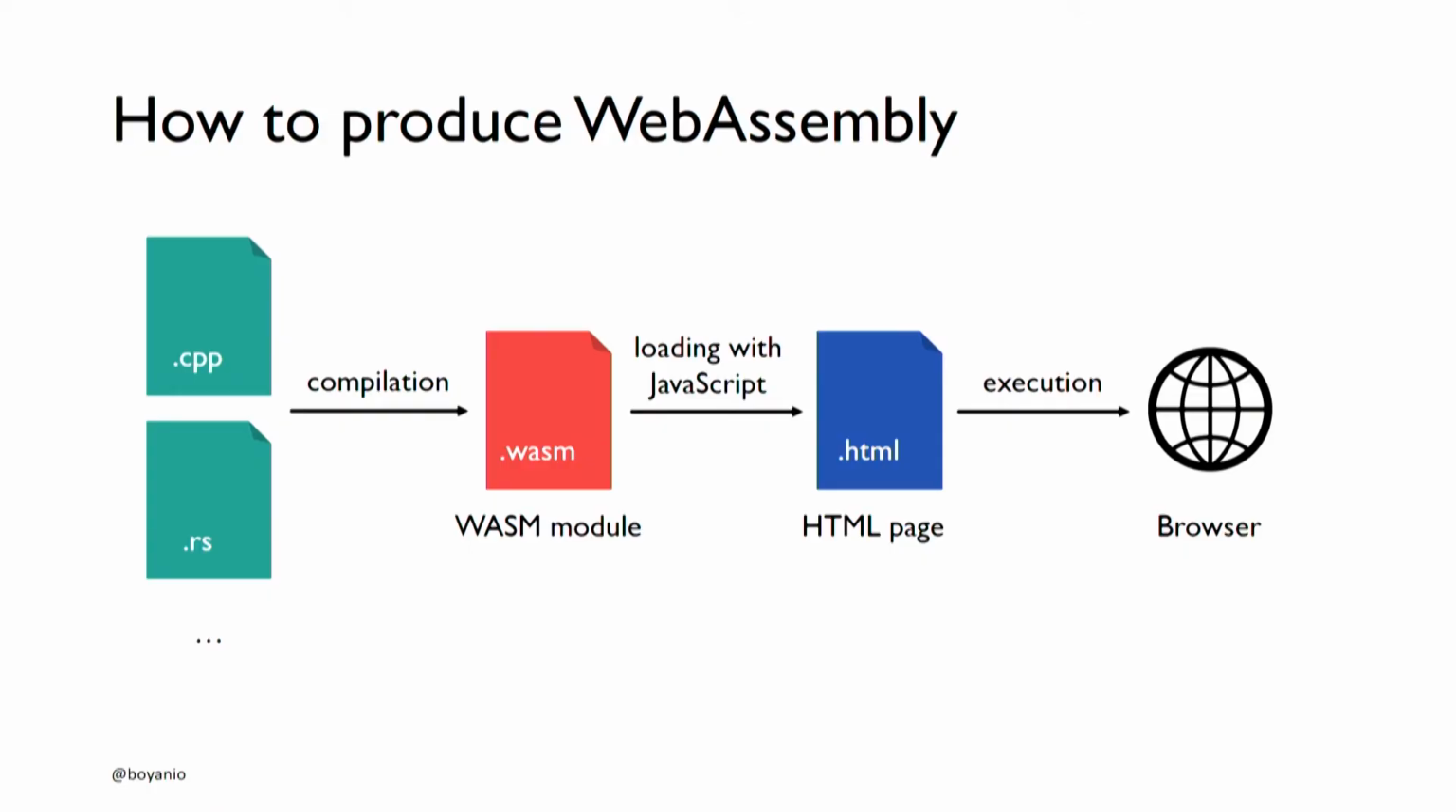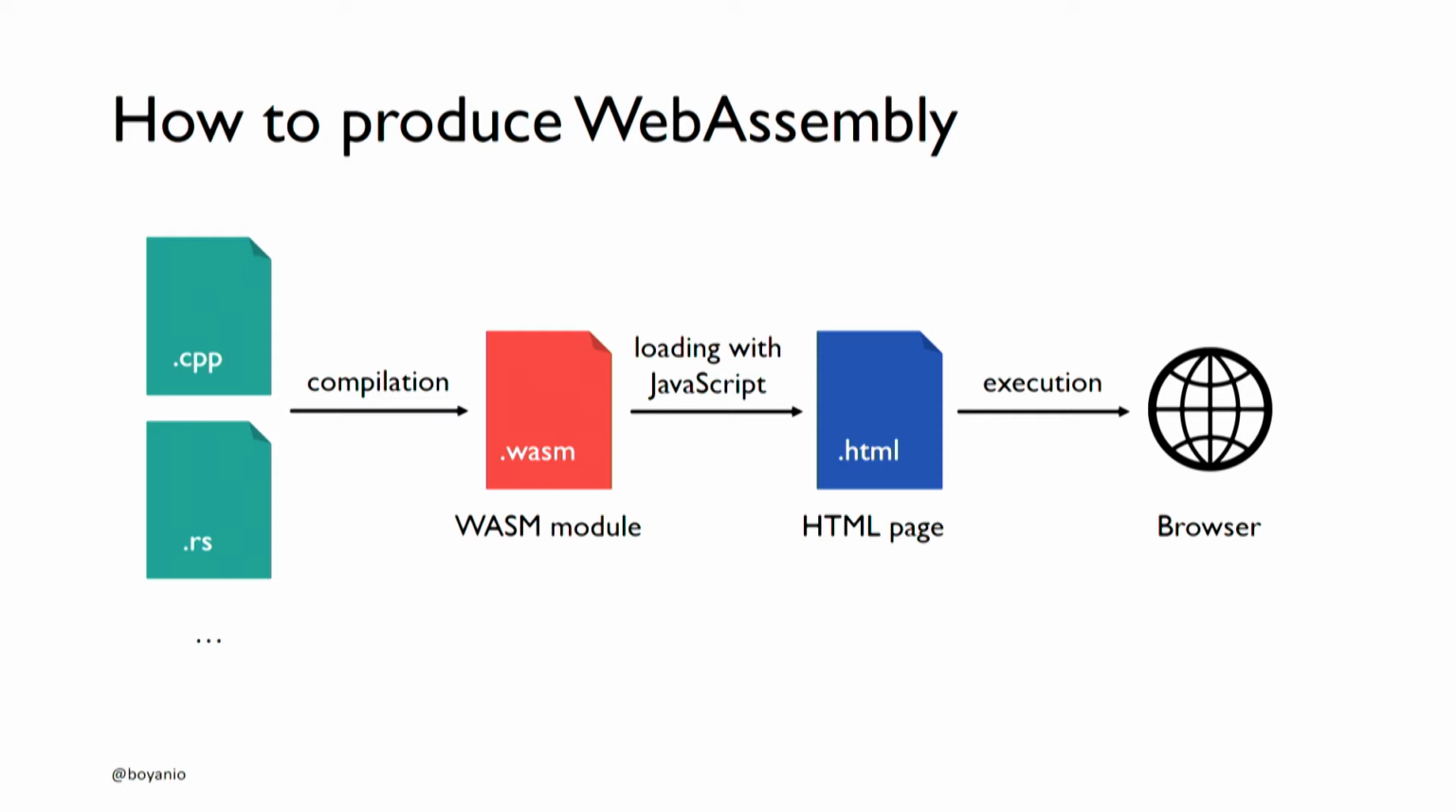All right, how are we going to produce WebAssembly? That's the question. Well, we are going to compile. We have our source code written in languages like C, C++, Rust, and then we need the compiler in order to produce the WebAssembly code. Afterwards, we need some JavaScript glue code in order to load WebAssembly and then execute it in the browser.